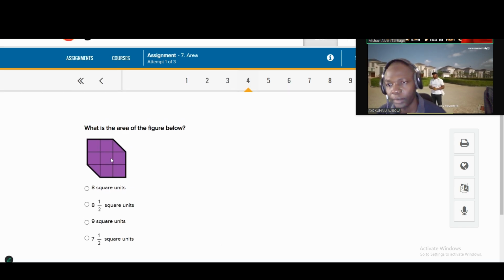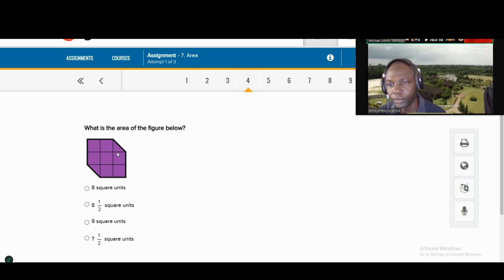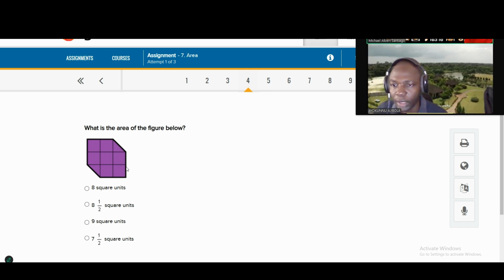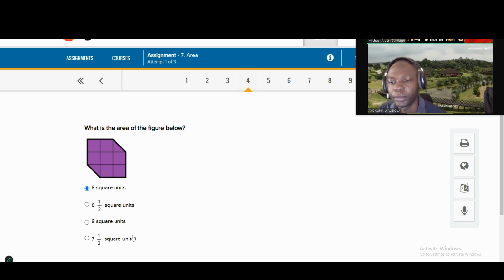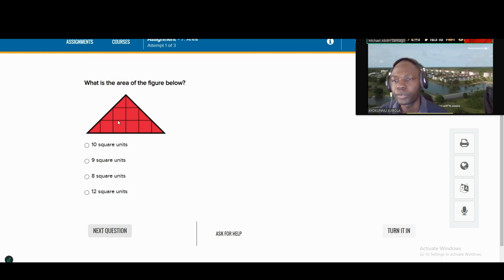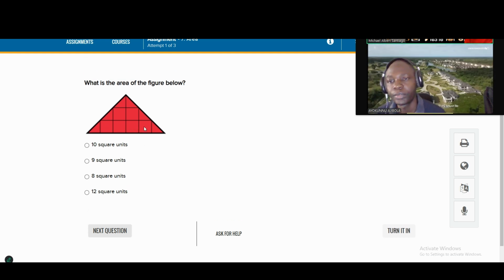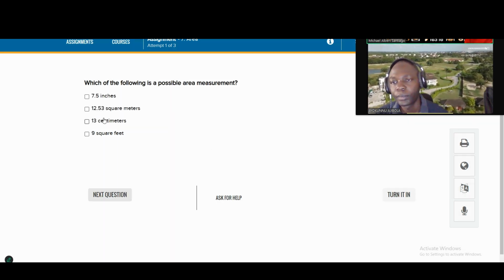So what's the area of this one? Let's count the full squares. 1, 2, 3, 4, 5, 6, 7. So we have 7, then 2 halves. That makes 8. Okay? Then let's count this one. 1, 2, 3, 4, 5, 6. So we have 6 whole squares, then 7, 8, and 9. So this is 9 square units.